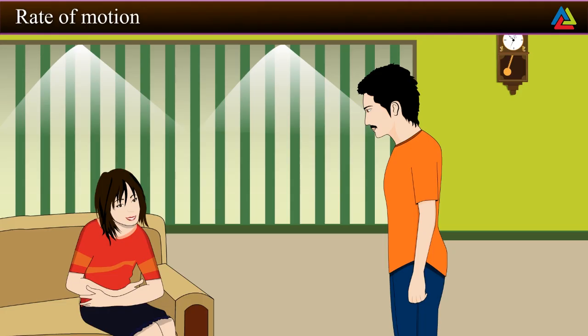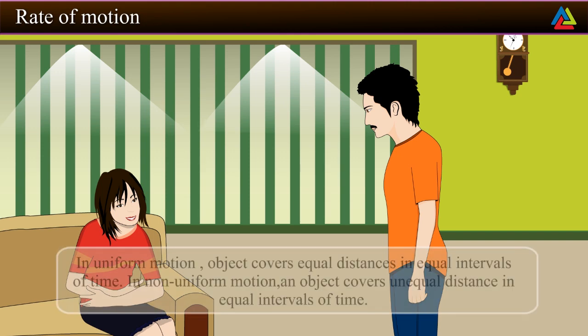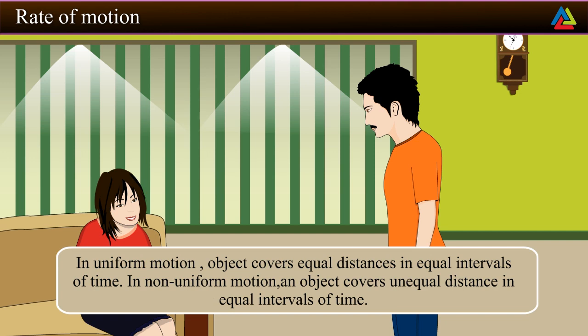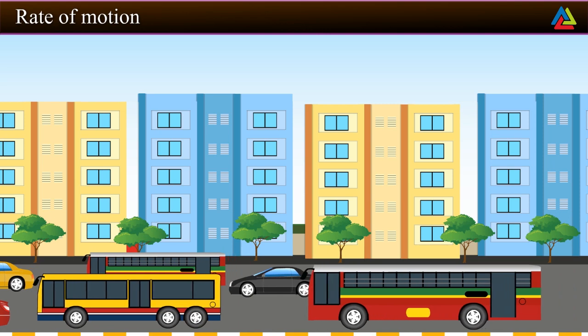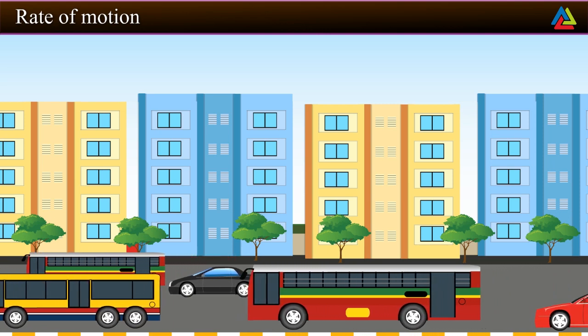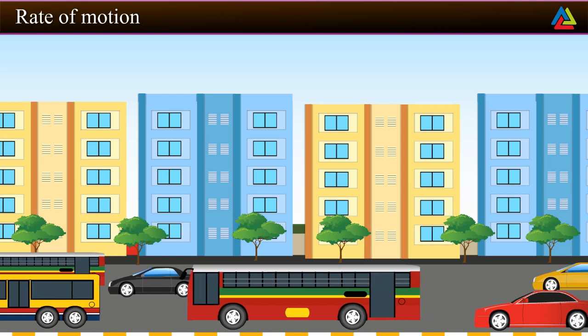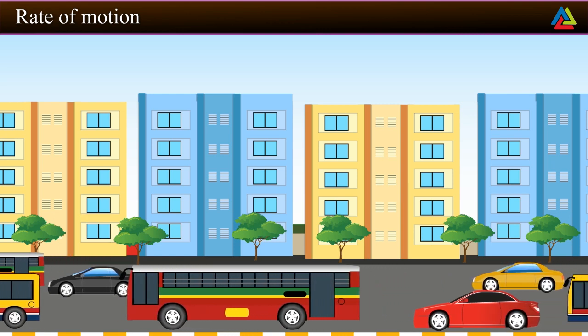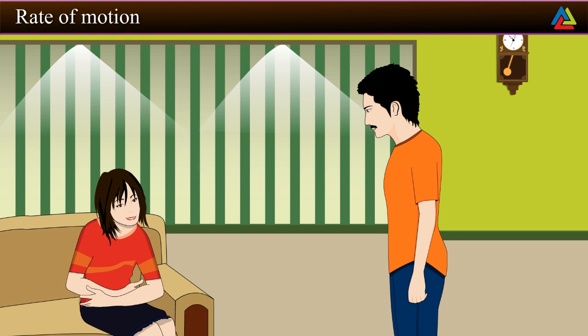Are all motions same or different? All motions are not the same. Some motions are uniform and some motions are non-uniform. In uniform motion, object covers equal distances in equal intervals of time. In non-uniform motion, an object covers unequal distance in equal intervals of time. For example, when a car is moving in a crowded area, in certain equal intervals, unequal distances are covered.